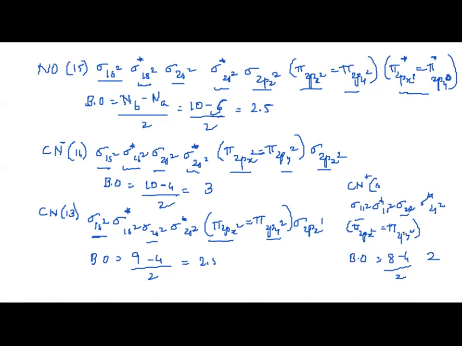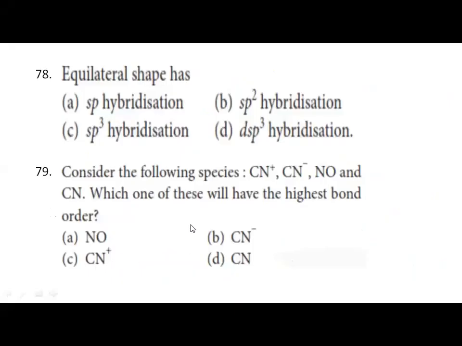So for NO, bond order is 2.5. For CN-, bond order is 3. For CN, bond order is 2.5. And for CN+, bond order is 2. The question is, which one will have the highest bond order? It is CN-, because NO and CN have 2.5, whereas CN+ has 2 and CN- has 3. You are going to calculate it like this. So bond order is highest for CN-.